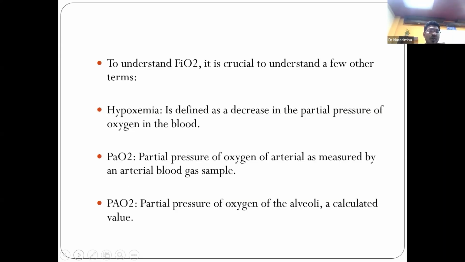After that, we need to know the partial pressure of oxygen in the artery, as measured by an ABG gas sample. Every time we do an ABG sample, based on that we sometimes increase FiO2, because the partial pressure of oxygen in the artery is very important to decide the FiO2 as well. Another thing is the partial pressure of oxygen in the alveoli, which is a calculated value. These are the most important things, and they determine the FiO2 levels in the baby so that the baby will maintain good saturations and good oxygen levels.